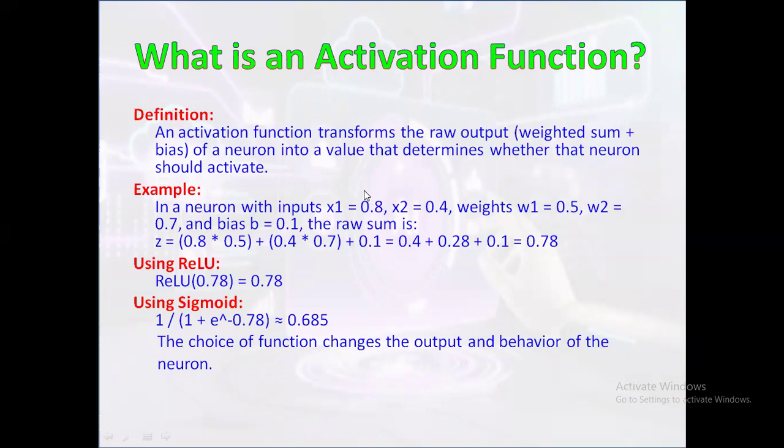Without an activation function, a neural network, even with many layers, would collapse into a simple linear regression model, which lacks the capacity to solve complex problems.